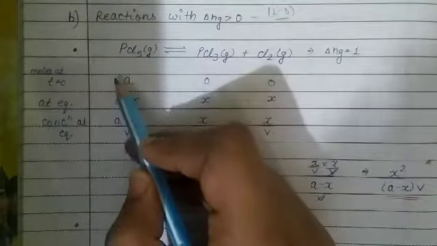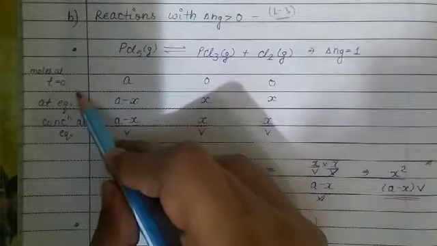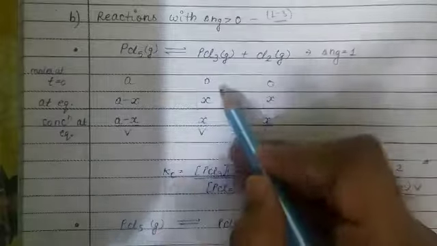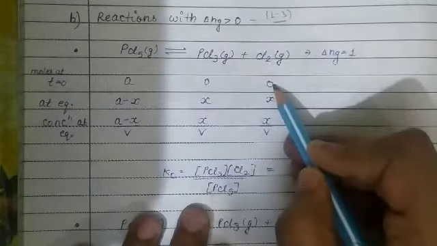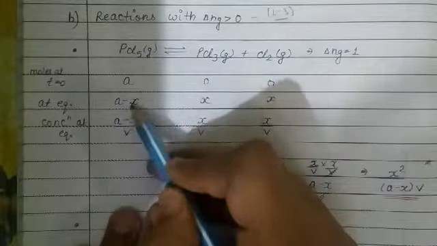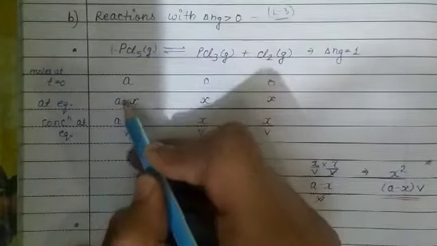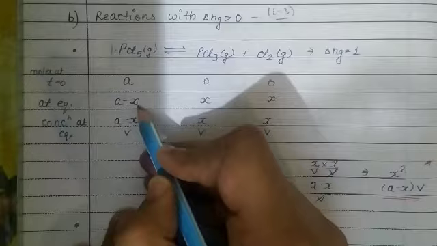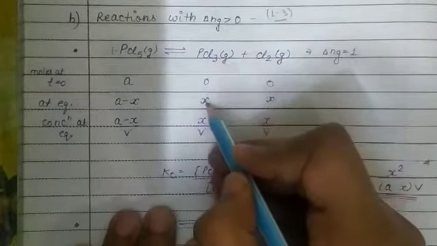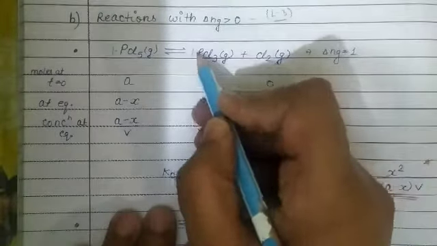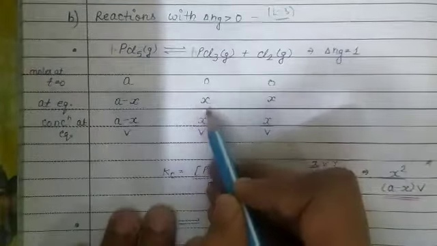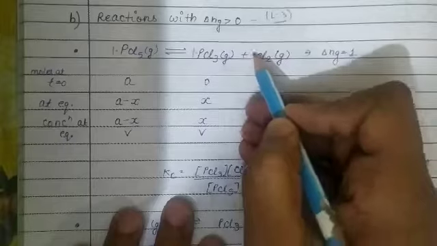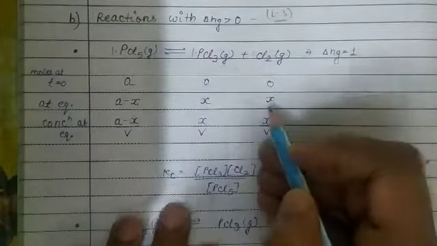So initial moles at t equal to 0 is A for PCl5, and for PCl3 it will be 0 and Cl2 is 0. At equilibrium, as the coefficient of PCl5 is 1, it will be A minus X, and the number of moles of PCl3 will be X as the coefficient is 1. So 1:1 ratio, it is A minus X, so it will be X. Again 1:1 ratio, so it will be X.